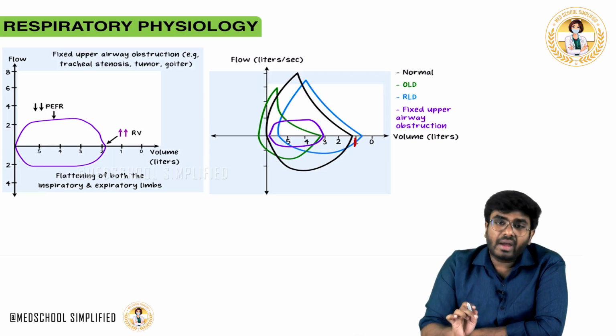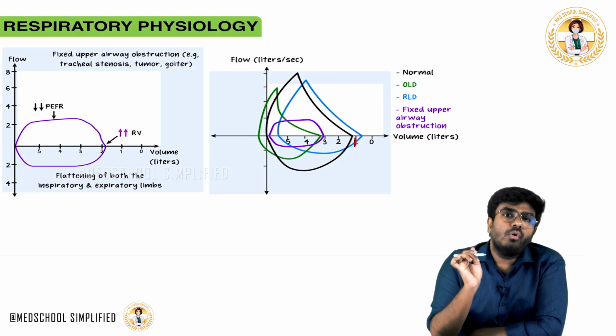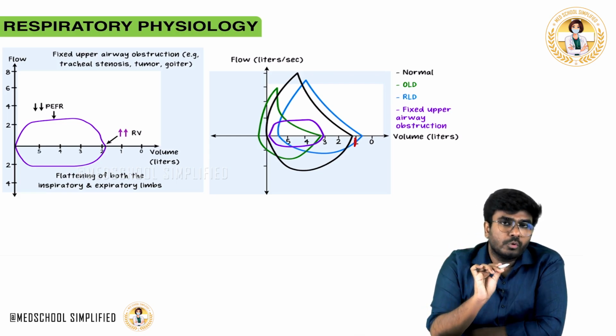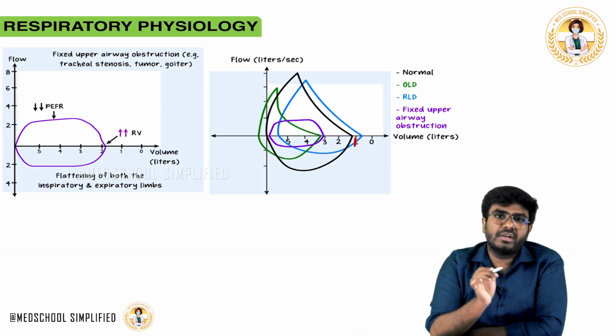So with this, we have discussed flow volume loops, and how the flow volume loops are affected in different conditions like obstructive lung disease and restrictive lung disease.